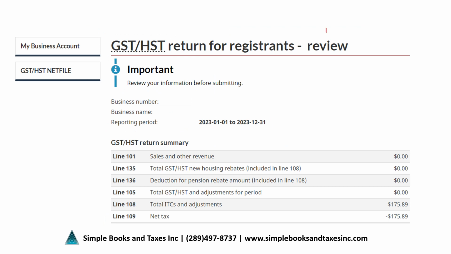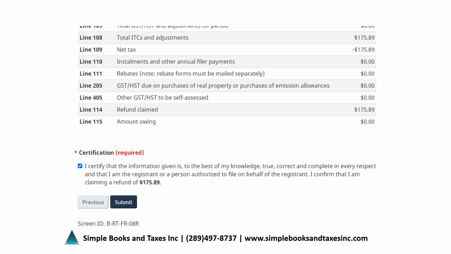Now we are directed to the review page. We have to review that everything is correct. As we said, we are going to use line 101 for sales revenue and 108 for ITCs, which is entered in a positive amount. The system will show a refund of this amount, and the refund claimed is correct. Now we have to accept the certification which is required. We have to select the box to certify that the information is correct and then submit.